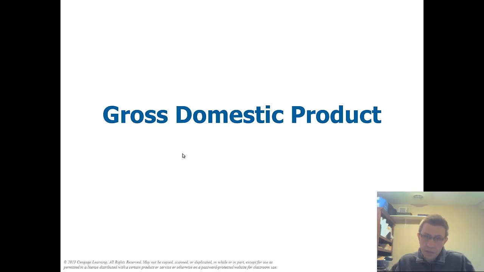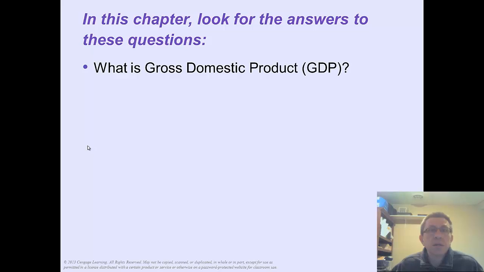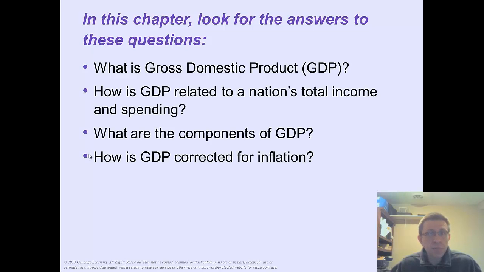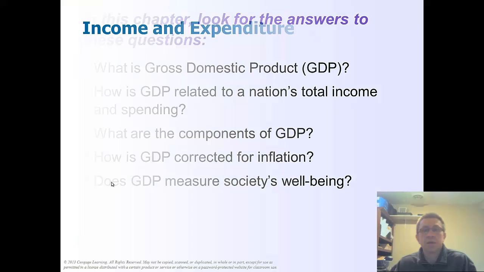We spend a fair amount of time on GDP because it's one of the main ways you measure the well-being of an economy. And we spend time looking at both why it's a good measure and also some of the drawbacks to GDP. So some of the questions we'll be examining: what is gross domestic product? How is it related to a nation's total income and spending? Components of GDP? How do you correct it for inflation? And does it measure the well-being of society? Or probably the better way to phrase that is, how well does it measure society's well-being?